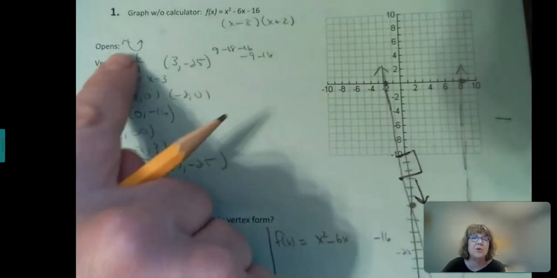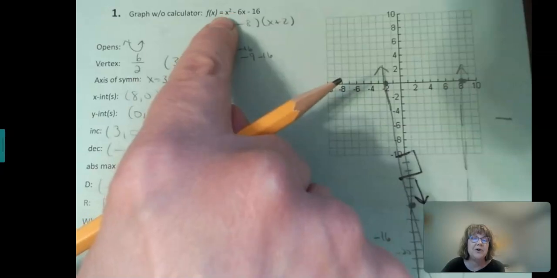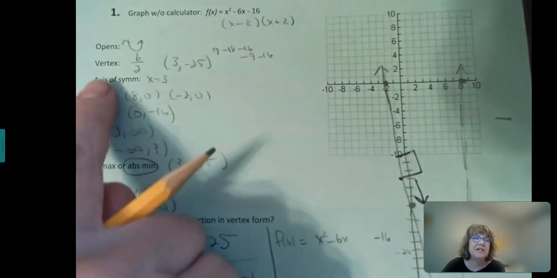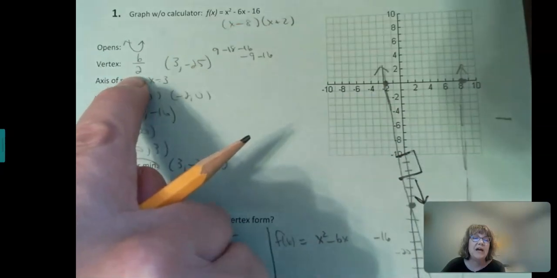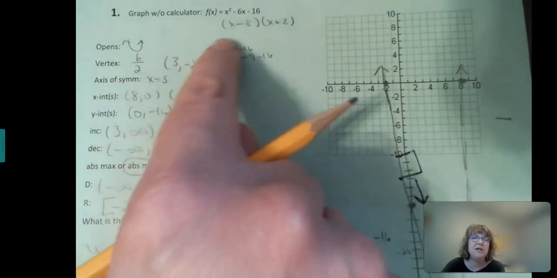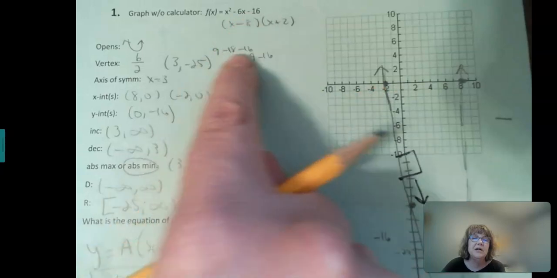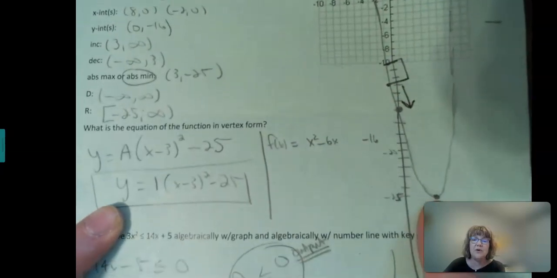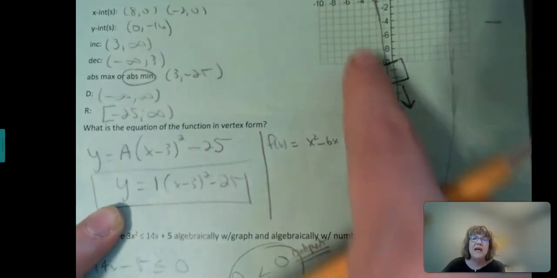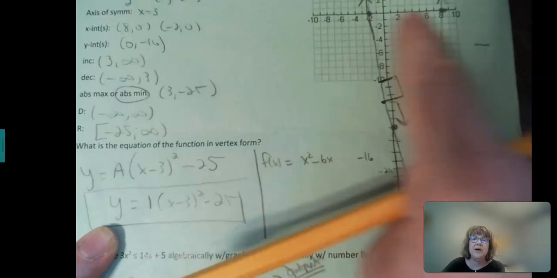I need the vertex. So I know it opens up, positive coefficient, so it's not reflected. Vertex, opposite of B, +6 over 2a. That gives you your input. You sub that into here to get the output of a -25. So now I know at 3, I'm going to have to go way down to a -25. And that gives me this point.